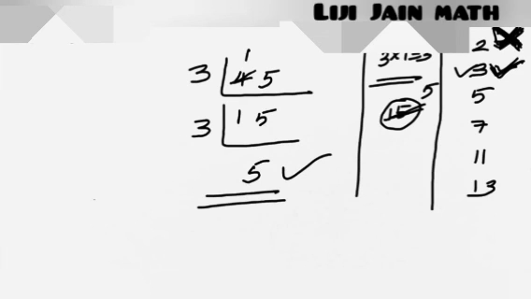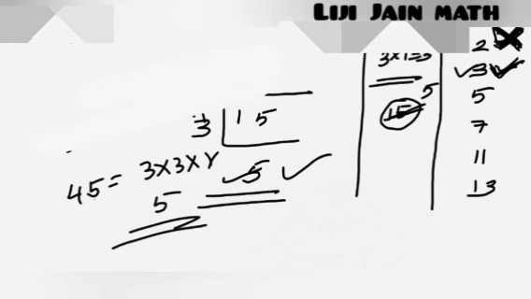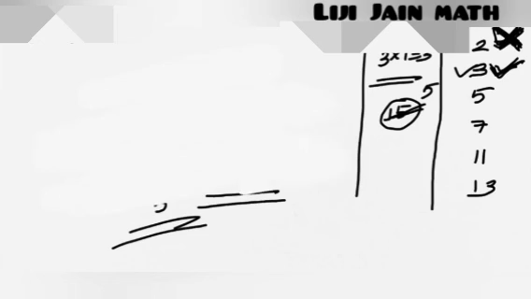So which are the factors of 45? 3 and 5. 3 and 5 are the factors of 45, and 45 can be written as the product of 3 into 3 into 5. This is the method of prime factorization. Understood?